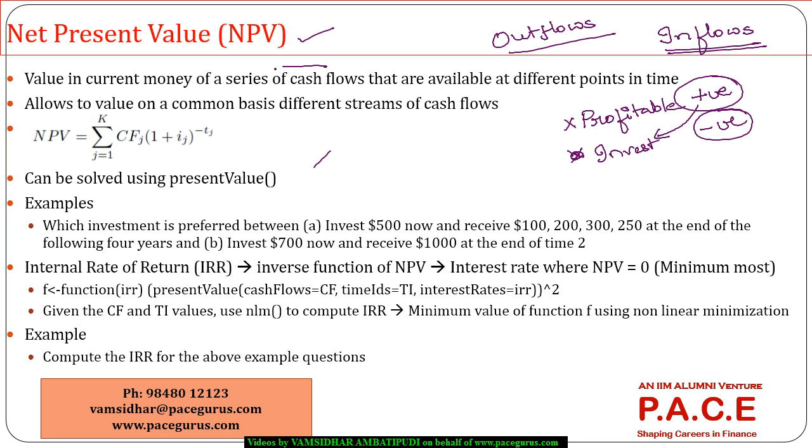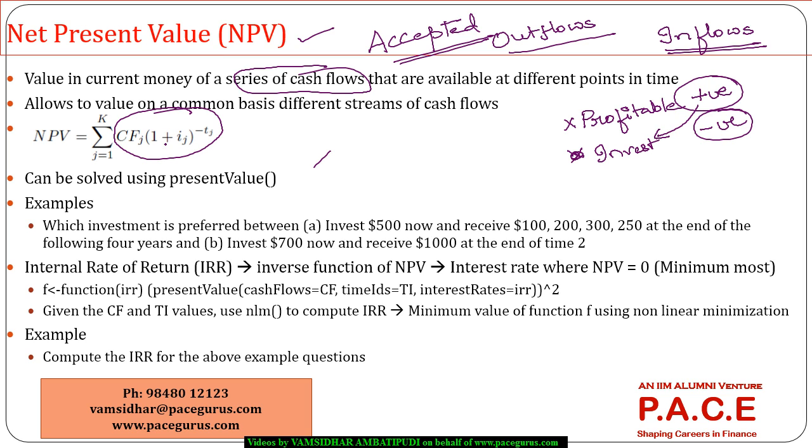So we are talking about a series of cash flows at different points in time, and a few of them are inflows and a few of them are outflows. And the net of it, when I'm trying to find out, that is what we are calling the net present value. Very, very important feature to evaluate whether a particular investment should be accepted or rejected. When the NPV is positive, we will accept that investment. When it is negative, we will reject that investment.